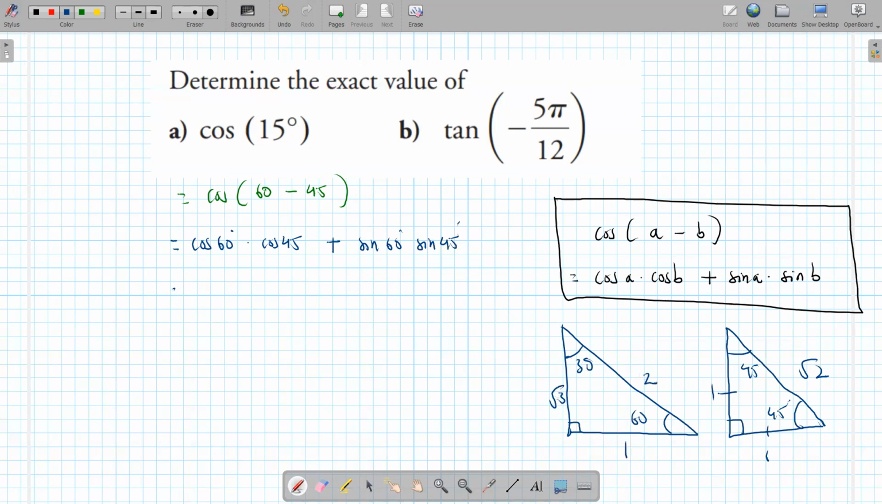Look at these triangles. What's the value of cosine 60? You're looking at this triangle here. Cosine 60. Cosine is the adjacent over the hypotenuse. Cosine of 60 would be 1 over 2. Sine of 60 would be root 3 over 2, right? 60, the adjacent is 1. So it'll be 1 over 2, times cosine of 45, which is going to be 1 over root 2. What's sine of 60?